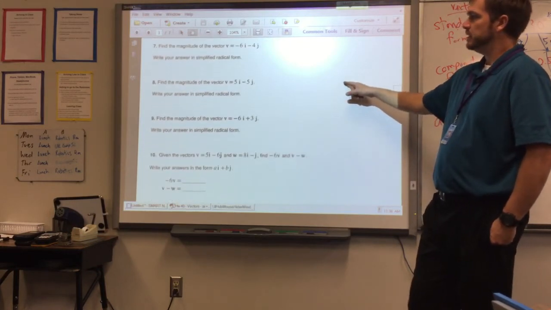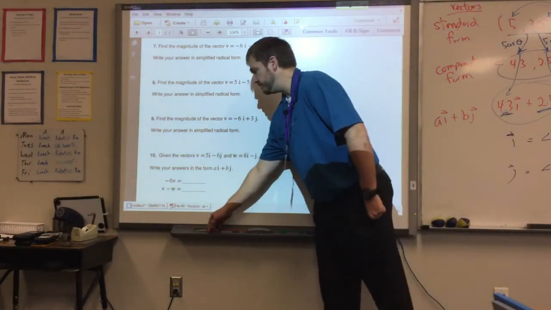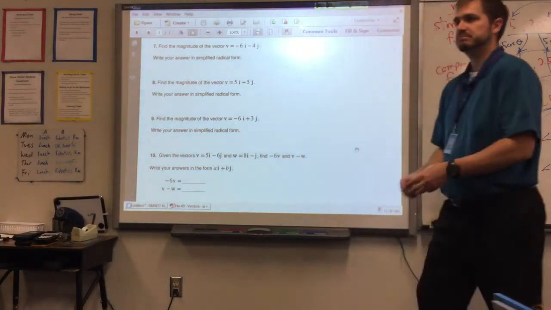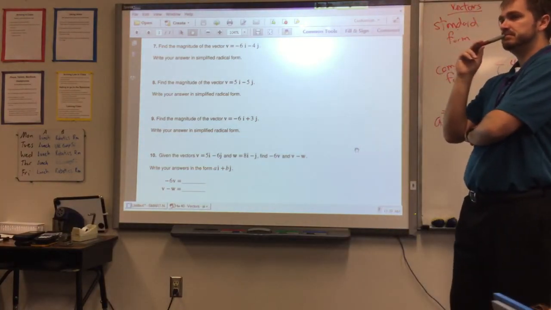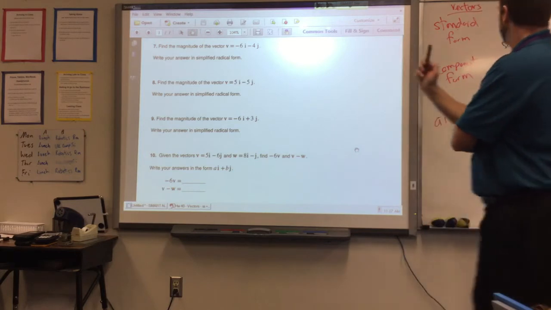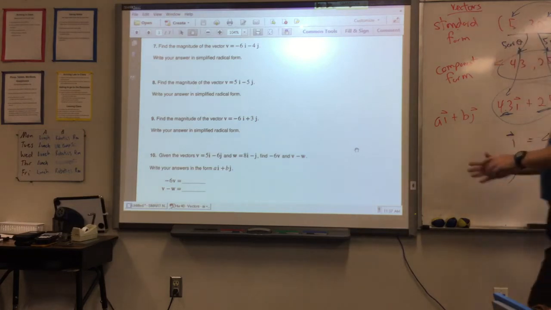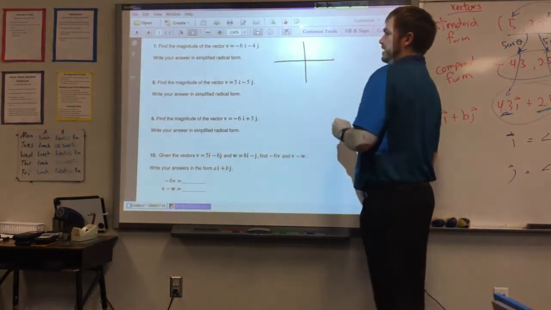Number 7 looks pretty good. Nick, read that one to us. Find the magnitude of the vector v equals -6i minus 4k. How would you go about finding the magnitude of this vector, Nick? Tangent. You're close, but not quite. That inverse tangent is helpful for finding the angle. Okay? Rosa, how are we going to find the magnitude? Nope, not normal tangent. I'll draw the picture for us, and you'll be like, oh, yeah.